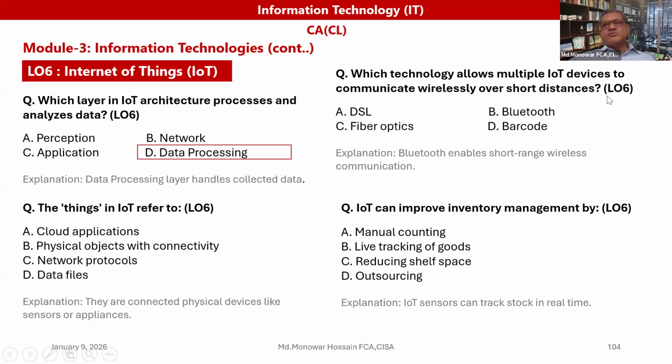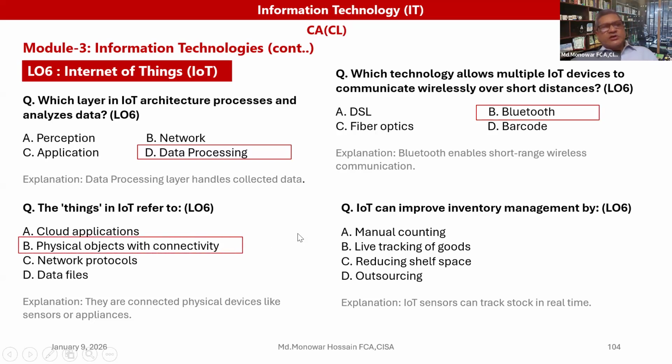Which technology allows multiple IoT devices to communicate wirelessly over a short distance? We know Bluetooth, because Bluetooth enables short-range wireless communication. Short-range wireless communication is enabled through Bluetooth. Answer B.